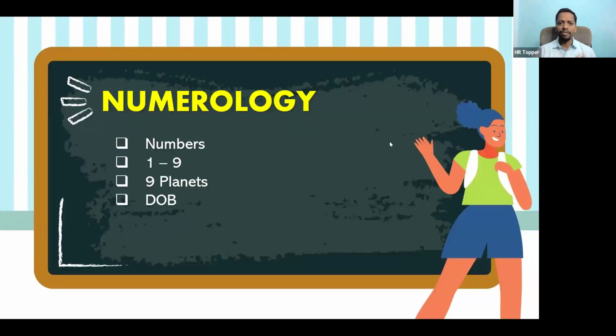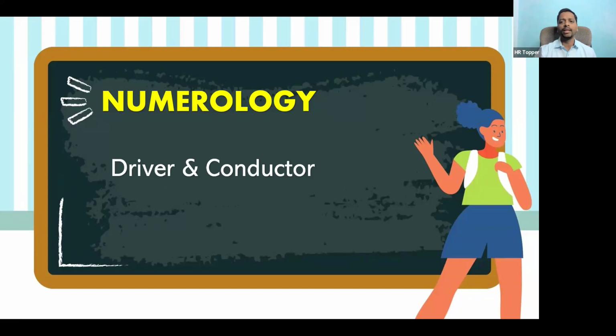We have 9 numbers, starting with 1, and each number represents some planet. For example, number 1 represents Surya, that is sun. Then let's first understand the date of birth. In your date of birth, we have to take 2 numbers. One is driver and one is conductor. Driver is who drives. Conductor gives instruction: stop, go. The driver will follow the instruction of the conductor. Understood? So the conductor is like an instructor. Whatever he says, the driver will do.